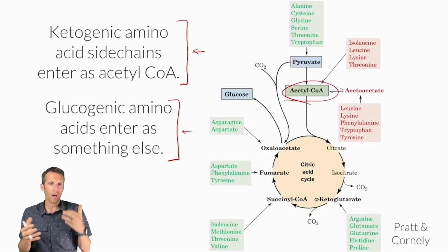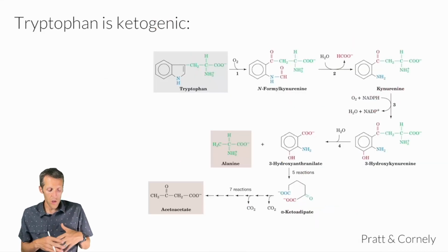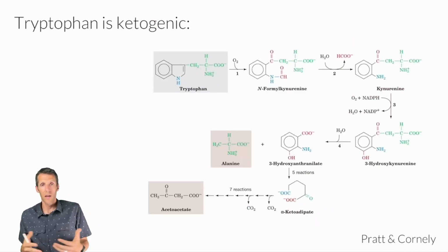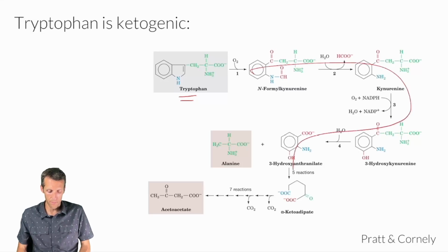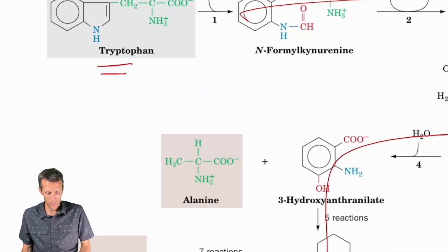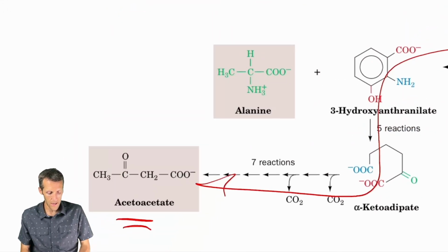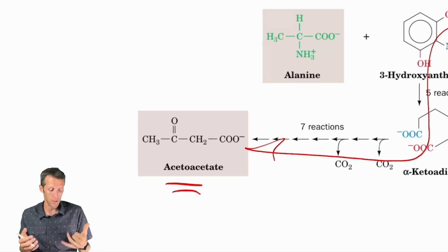Okay, so let's talk about what it means chemically that something's ketogenic versus glucogenic, and then we'll talk about why that matters here. So, for example, tryptophan is ketogenic, or at least part of it is. The way that we know that is it starts out as tryptophan, and if you walk through all of its breakdown pathways, and there are a lot of reactions, it ends up as this molecule acetoacetate, which is basically acetyl-CoA glued together.